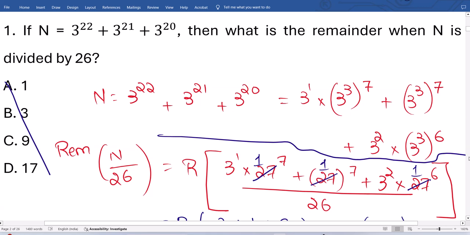What is the alternative? Why 3 power something? Because 3 power 3 is 27. When 27 is divided by 26, the remainder is 1. My focus is only on the remainder now. So I'm writing everything in terms of 3 power 3. So I got this format: when 27 is divided by 26, 1 remainder.